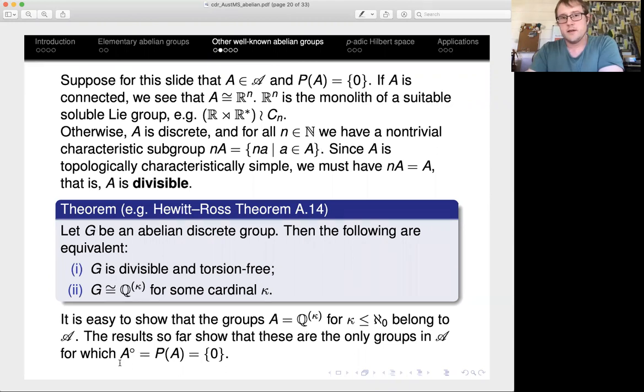Okay, so this is in the decision tree. This is connected no, periodic yes, connected no. Sorry, no, that's not right. Periodic no, connected no. Okay.